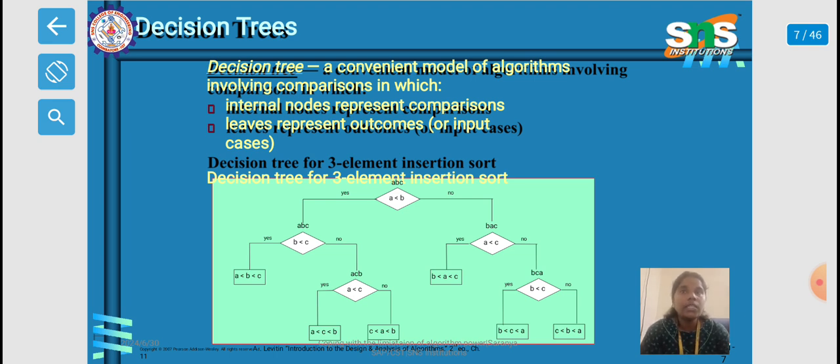This inequality implies that the height of the binary decision tree for any comparison-based sorting algorithm, and hence the worst-case number of comparisons made by such an algorithm, cannot be less than log base 2 of n factorial. C worst of n is greater than or equal to log base 2 of n factorial, which belongs to theta of n log base 2 n.